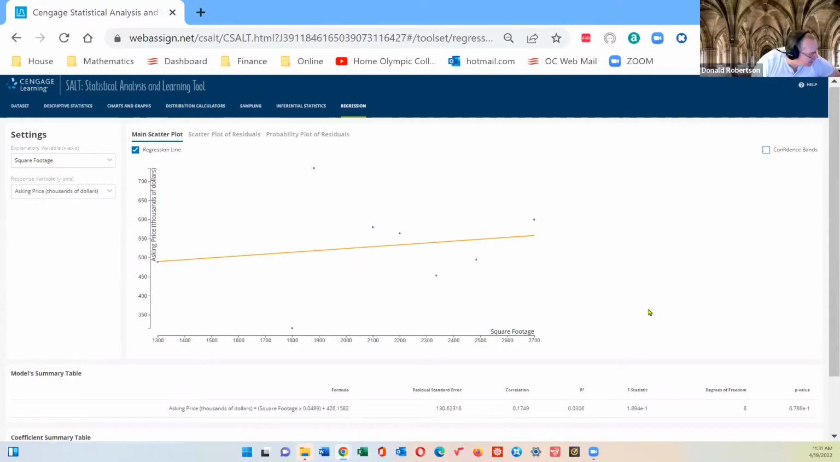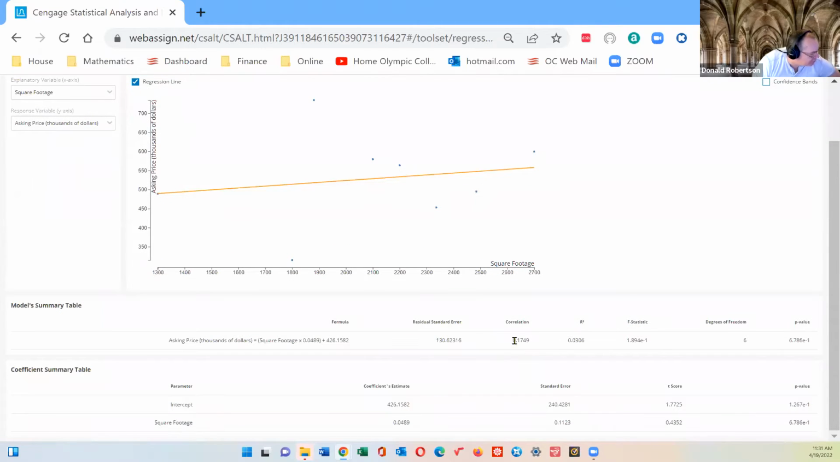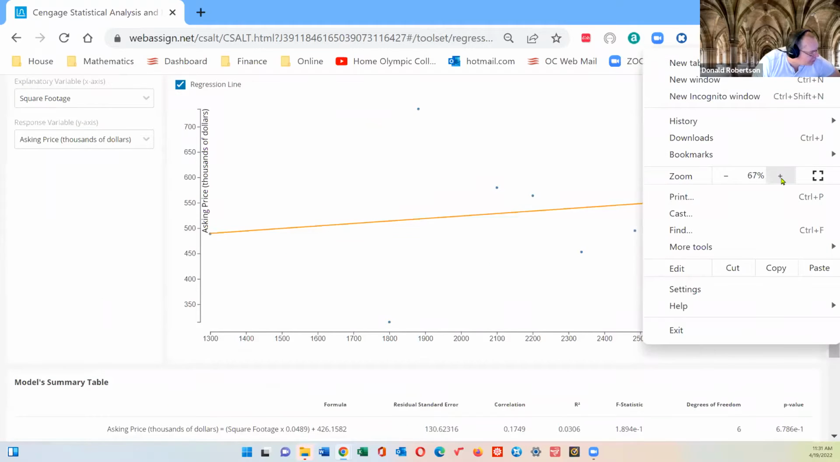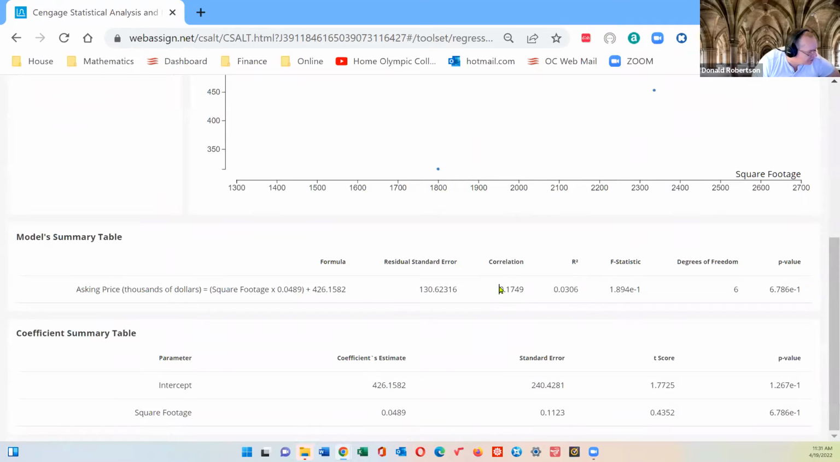Now, if I look at the correlation, I don't know if you can see it because it's so tiny. I'll make it maybe a little bit bigger. But the correlation coefficient is now 0.1749. And doesn't that qualify as very weak? That is weak, but probably in very weak.